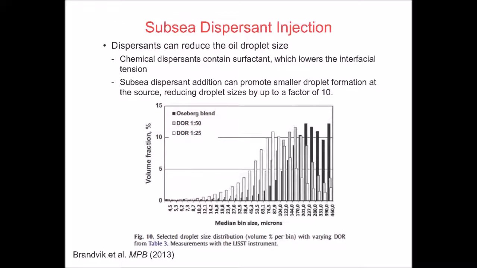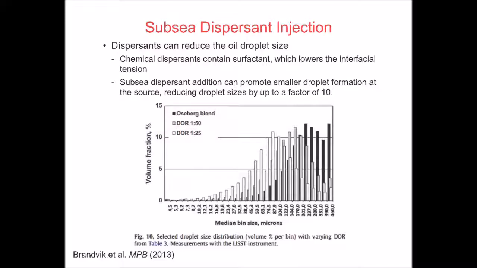This shows the effectiveness of dispersant injection. If we also inject dispersant right where the oil is coming out of a nozzle, then these three sets of data have exactly the same exit conditions, same flow rate, and same nozzle diameter, but have different amounts of dispersant. So in black, there is no dispersant. Median size is somewhere around 200 microns.